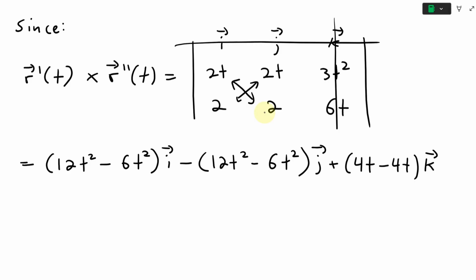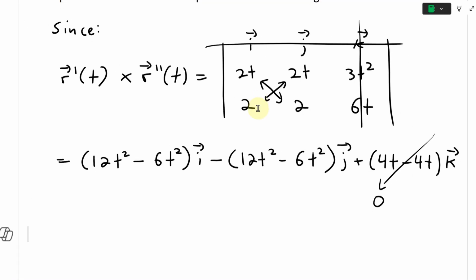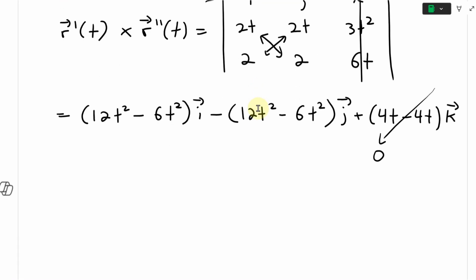So in other words, this just cancels out. It goes to 0. So those just cancel out. What we're left with now equals 12t squared minus 6t squared. That's just going to be 6t squared.